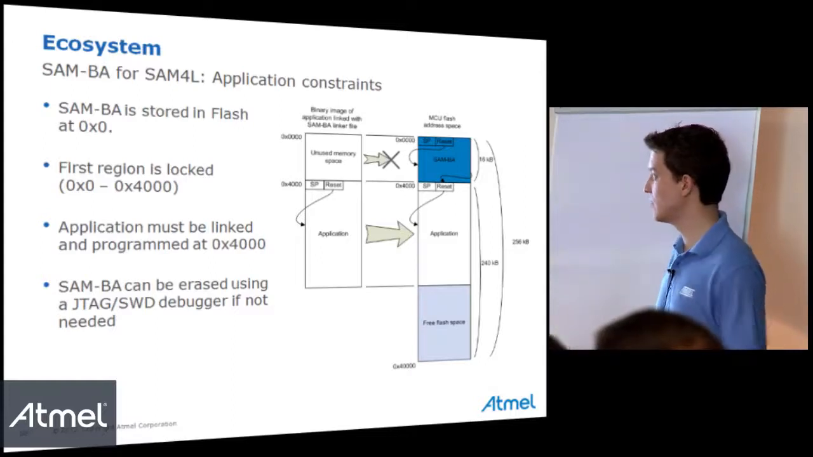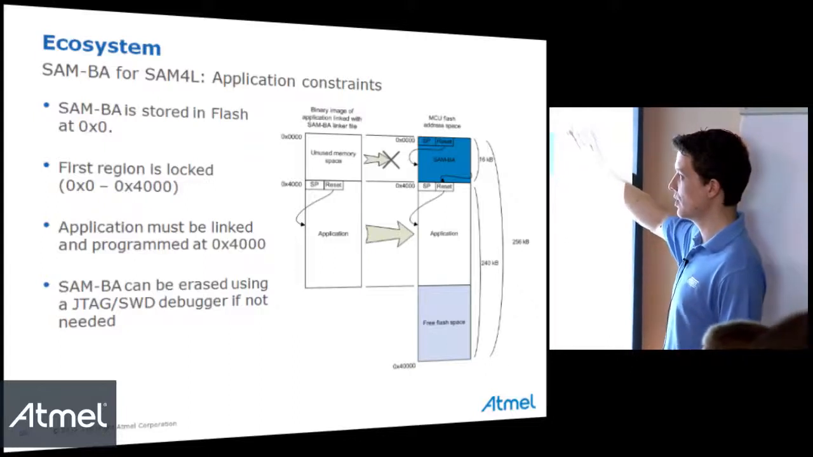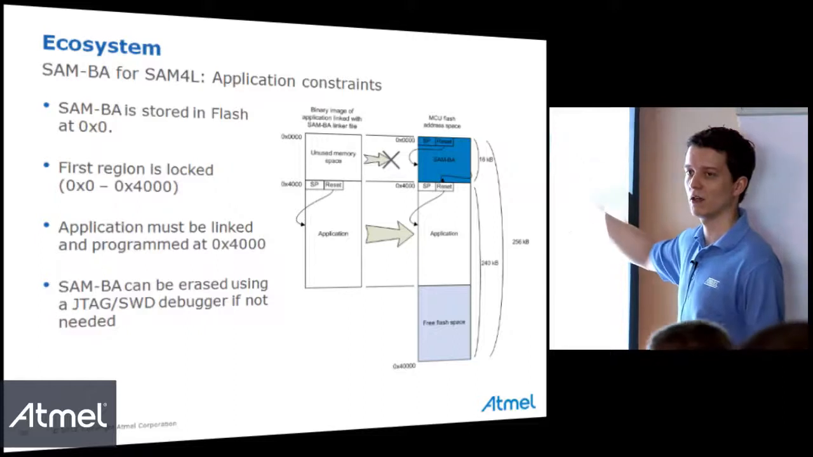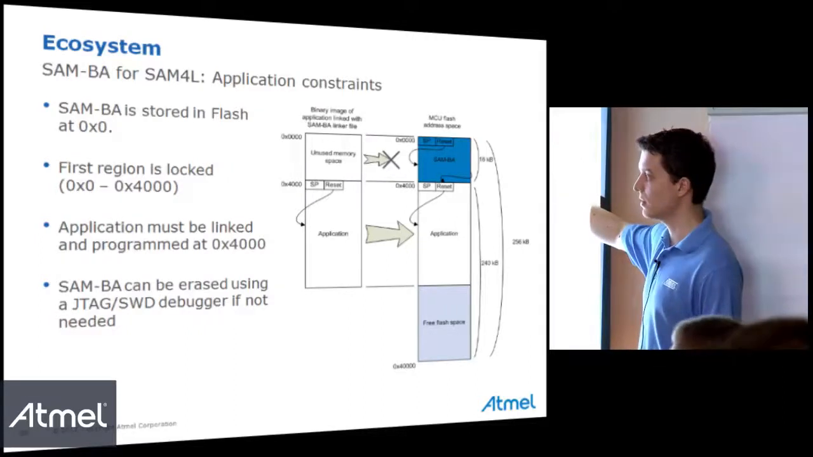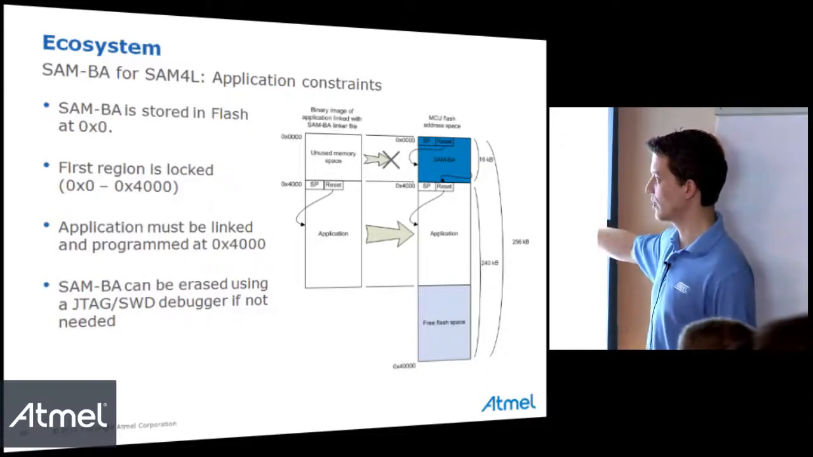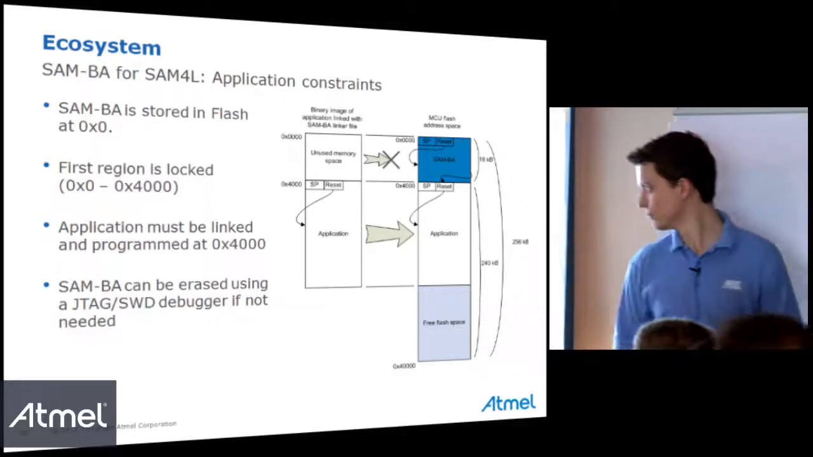What you need to know is that if you want to use SAM-BA, which is preloaded in the flash, you need to lock the first region in order to avoid any corruption of SAM-BA, and then you can program your application. The application must be linked at address 4000.